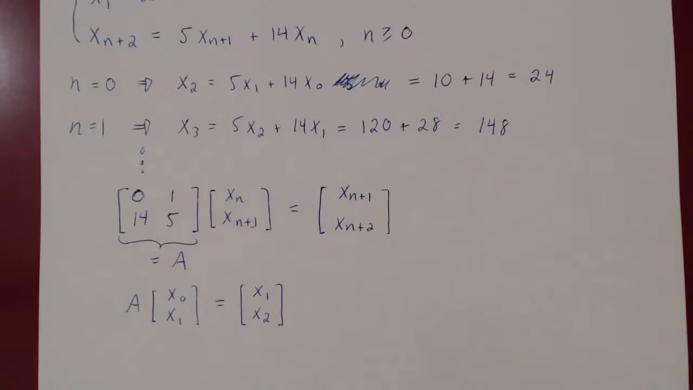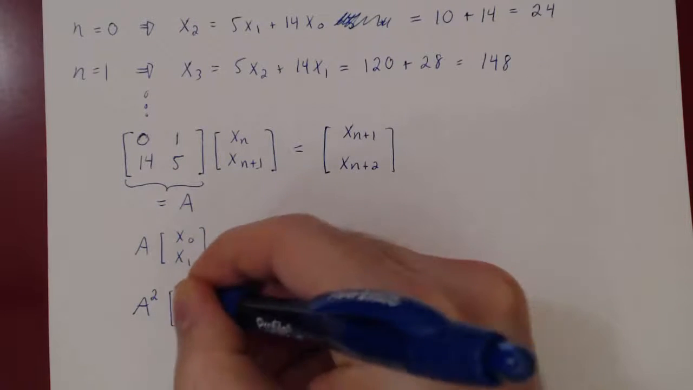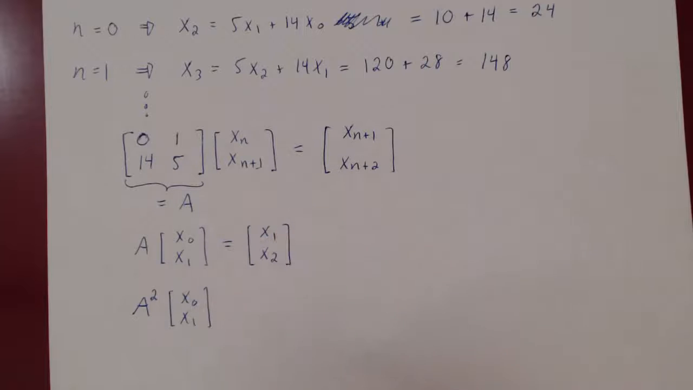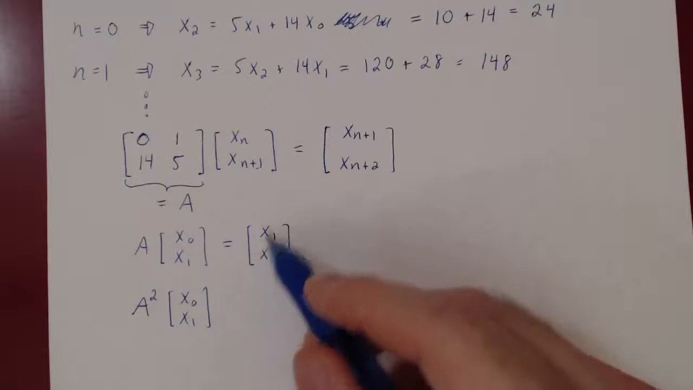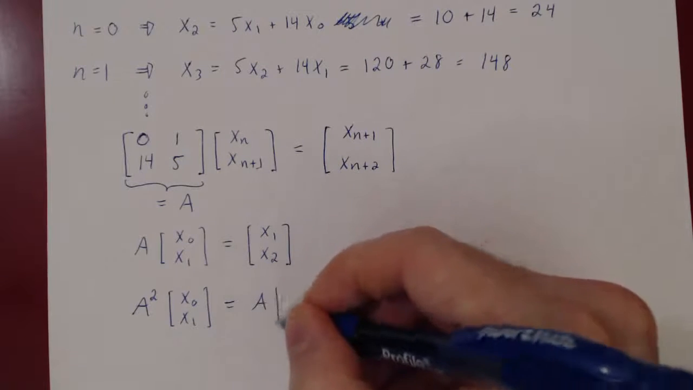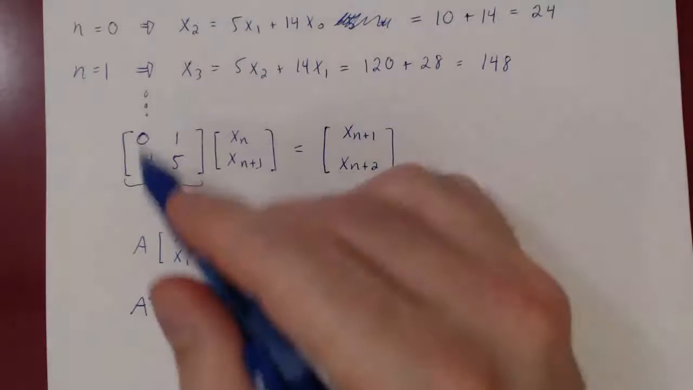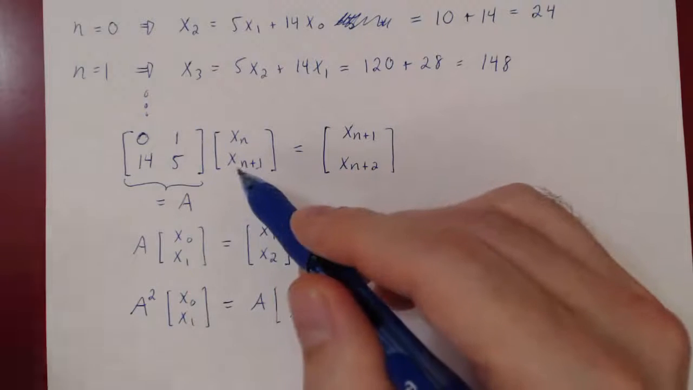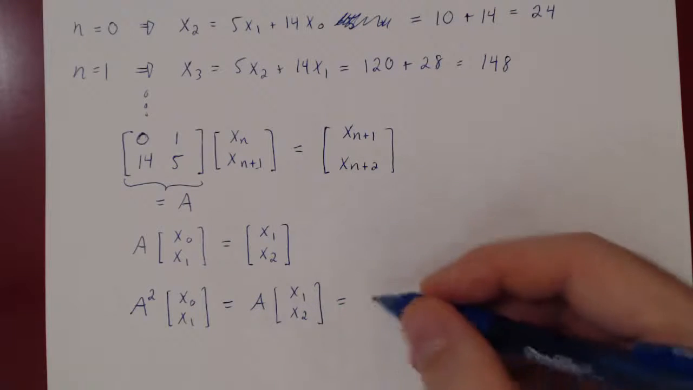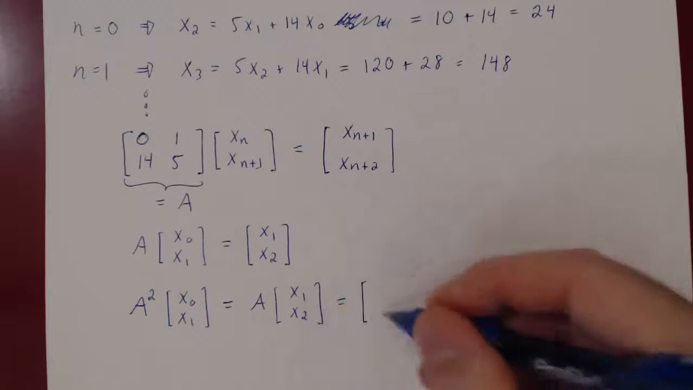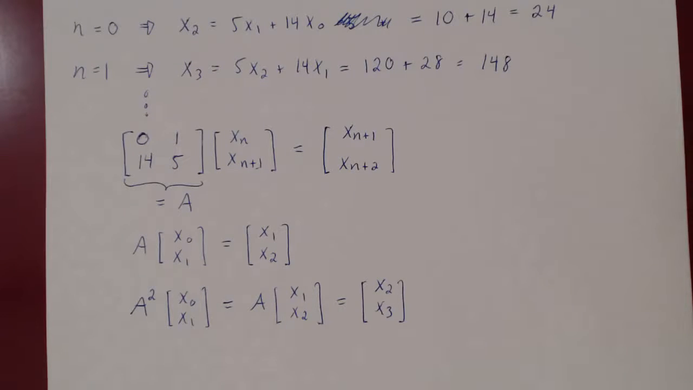Well, what if you multiply by A again? What if you do A squared times the initial vector x_0, x_1? Well, all I did is I multiplied this side by A to get from A to A squared. Well, multiply this side by A again. You have A times x_1, x_2. But we already have checked that the multiplication of a vector by A drives the sequence forward by one step. So A times the vector x_1, x_2 will give you the vector now x_2, x_3. And you can see where this is going.